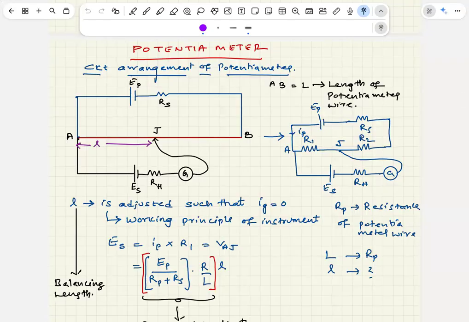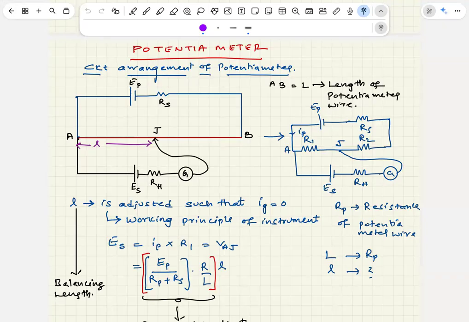So our deal right now is potentiometer. I told you very clearly what is the objective of potentiometer, right? What is the necessity of introducing potentiometer? All my ammeters, all my voltmeters are not ideal. Technically they draw a certain amount of current to measure either the current or potential difference. Potentiometer is an arrangement where it does not draw any current. It does not draw any current.